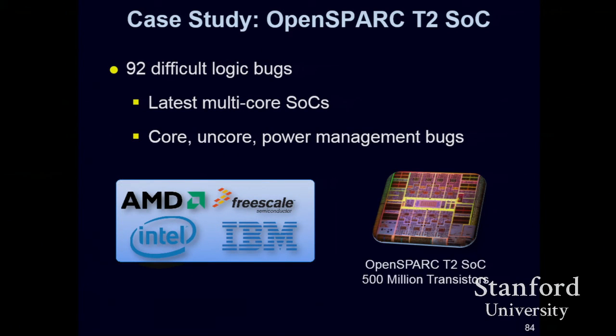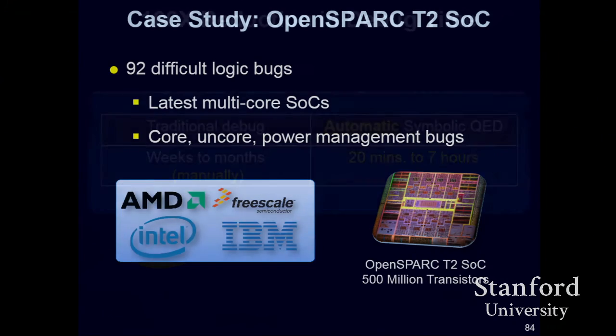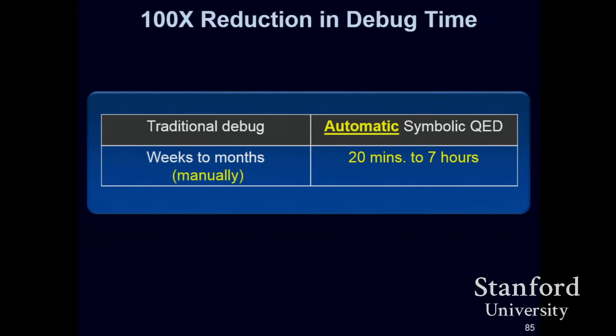Okay, so we did a case study using the OpenSPARC T2. This is a very large chip. It's got 500 million transistors. And we inserted 92 difficult logic bugs. The bugs were taken from various bugs in the database, where we had all kinds of different activation criteria, all kinds of different manifestations. They included bugs in the core, bugs in the uncore, and power management bugs. Okay, and the first point to make is that any one of these bugs would be extremely difficult to localize.